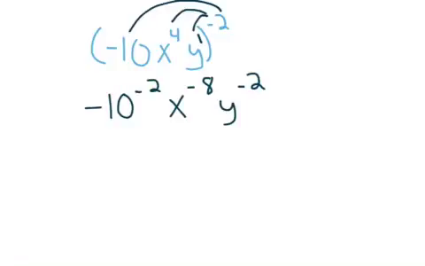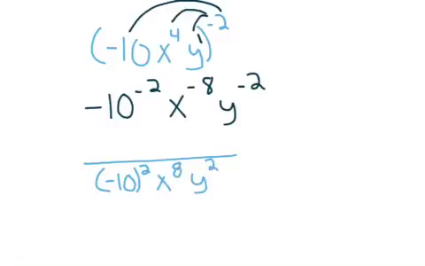So the next thing I'm going to do, since they all have negative exponents, I'm going to change the location of every single one. So everything must go in my denominator. Negative 10, and remember when you switch its location, the exponent becomes positive. So each exponent will become positive. There's nothing in my numerator, so I'm going to put a 1.